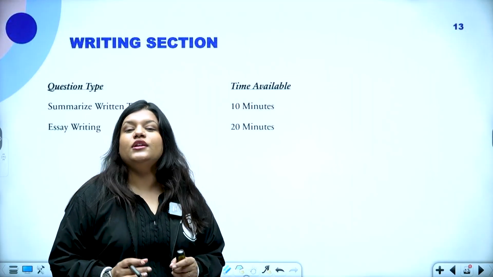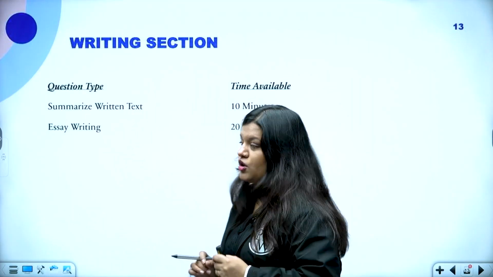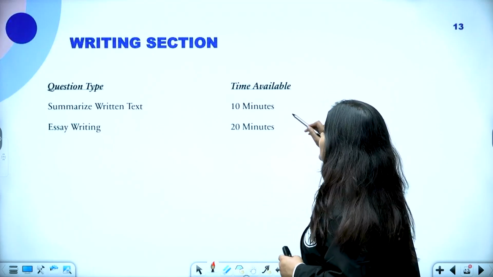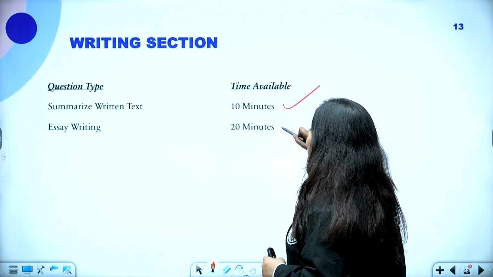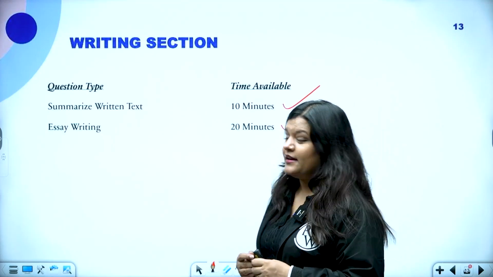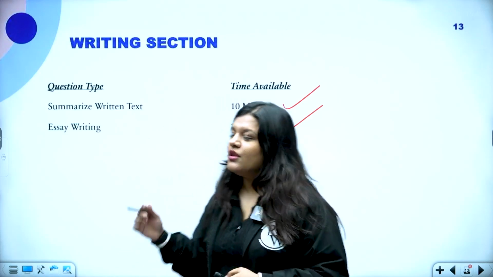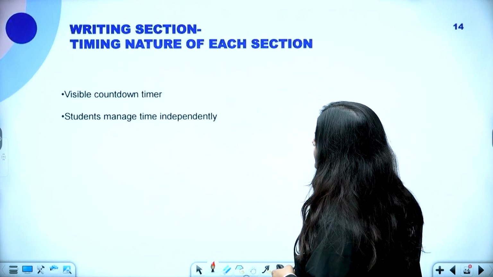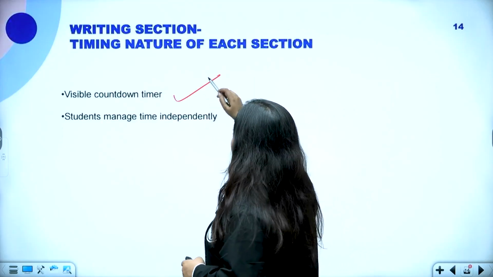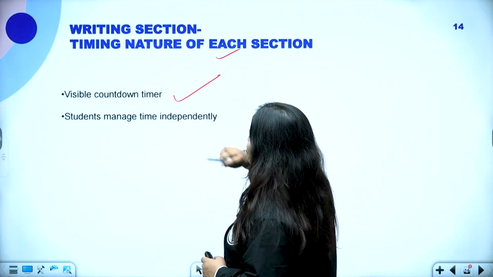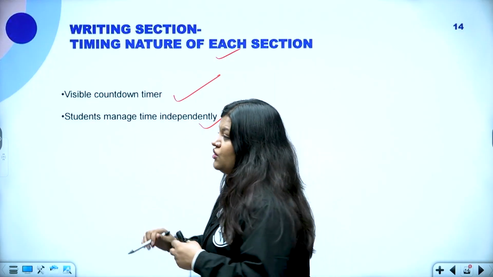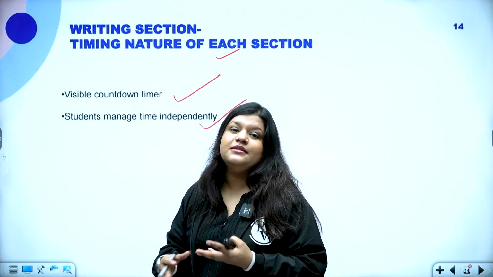Moving ahead to the next part, the writing module, we only have two questions here: summarize written text, which gets 10 minutes, and essay writing, which gets 20 minutes. These are the only two questions in our writing section. You can expect a visible countdown timer in your writing section, and students must manage the time independently.